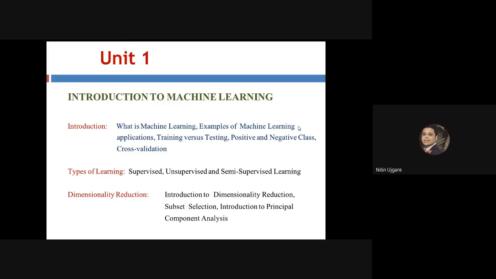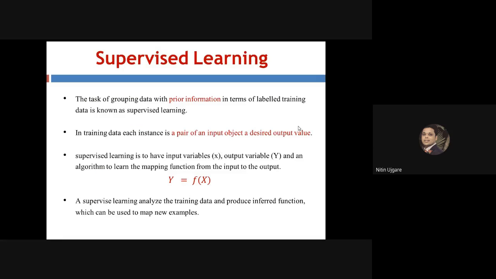So now, as the second part of this session, we are going to discuss the types of machine learning tasks. There are three types: supervised machine learning, unsupervised machine learning, and semi-supervised machine learning tasks. To start with, the supervised machine learning task is nothing but grouping of the data with prior information in terms of labeled data, which is known as supervised learning.